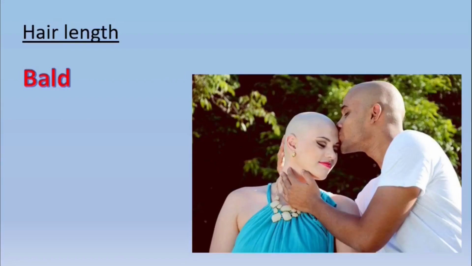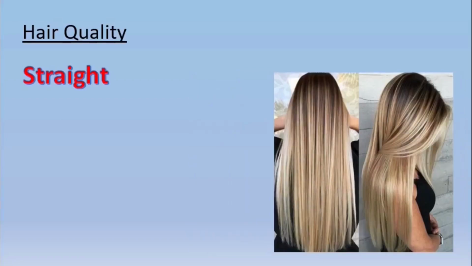Bald. They are bald. He is bald. She is bald. They have no hair. He has no hair, and she has no hair. After describing the hair length, we can describe the hair quality.